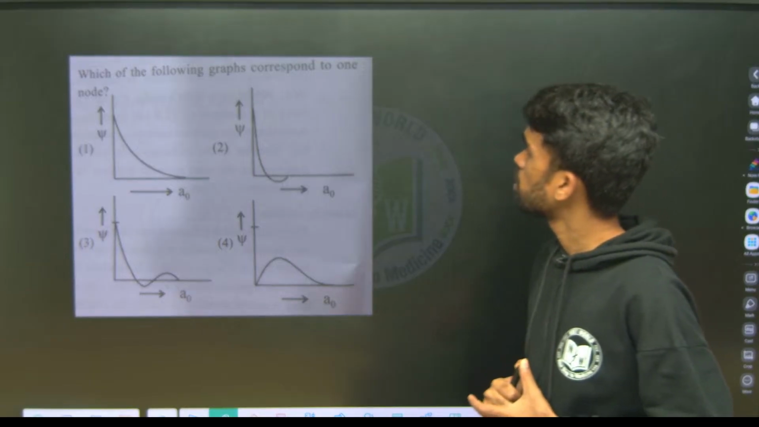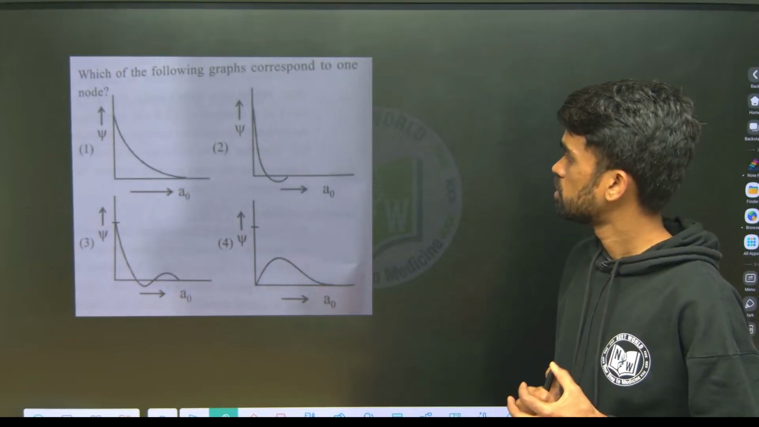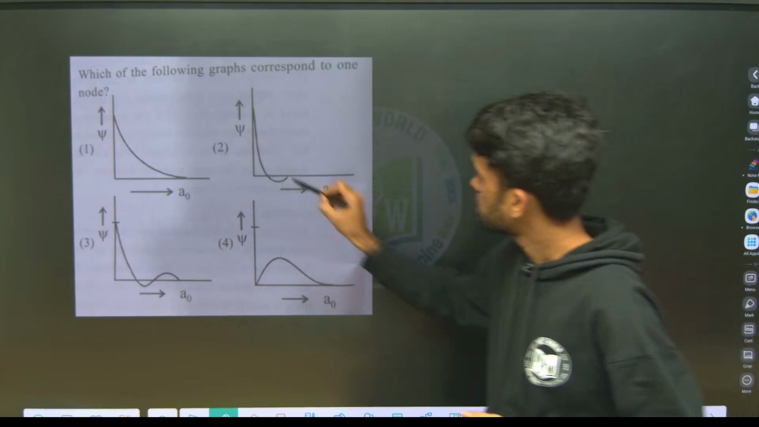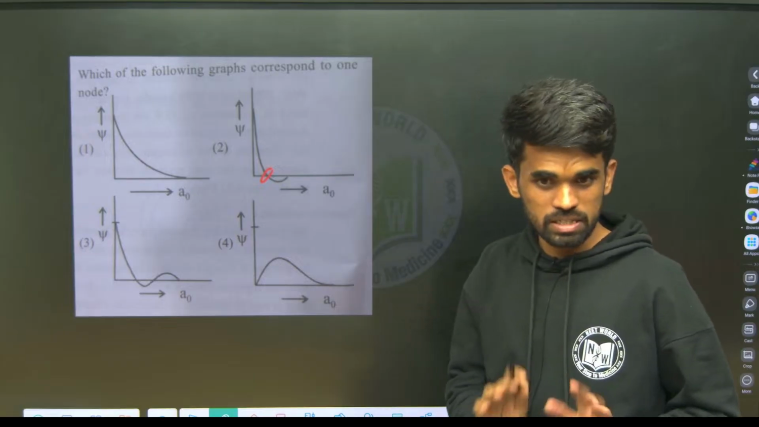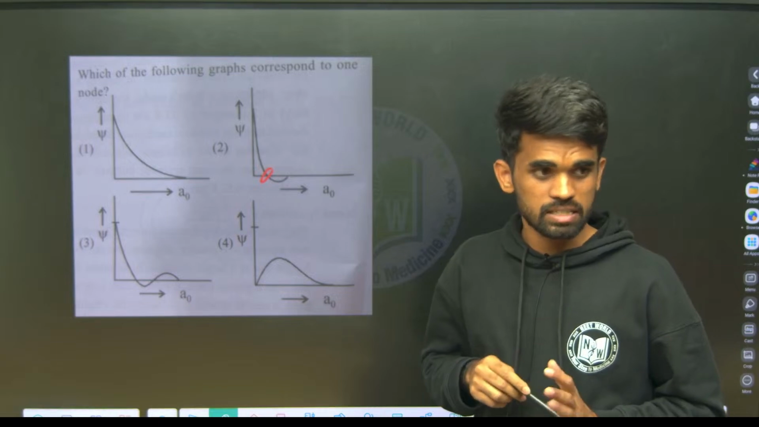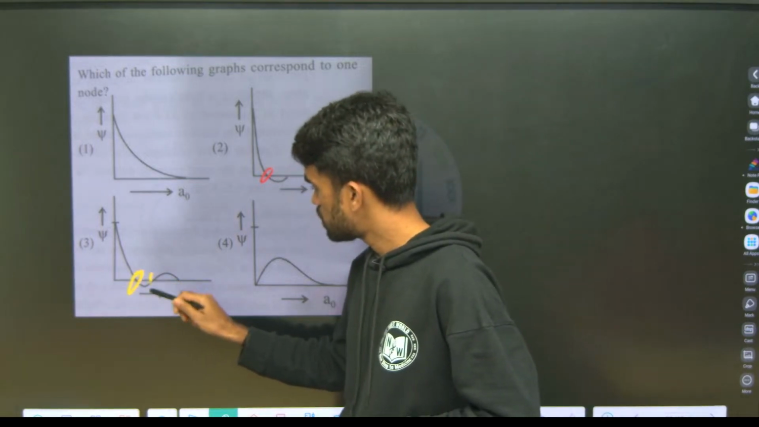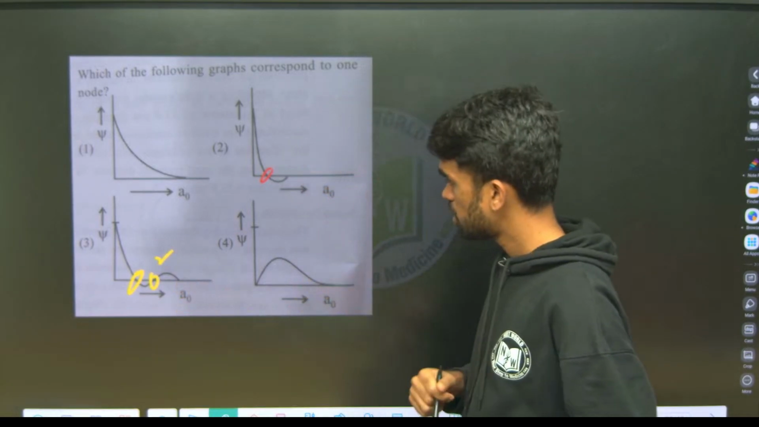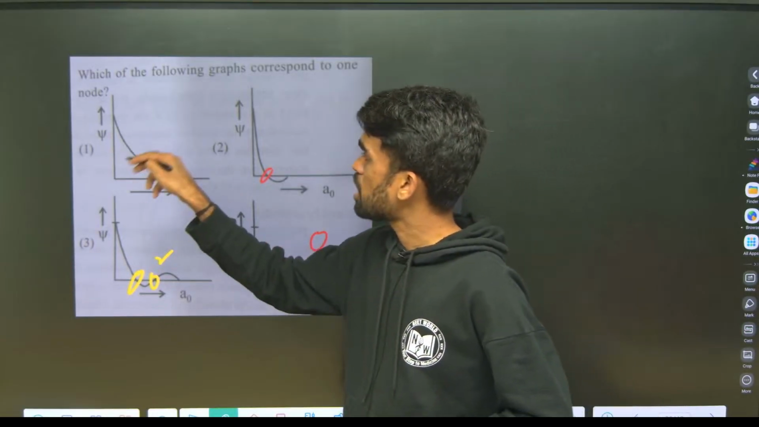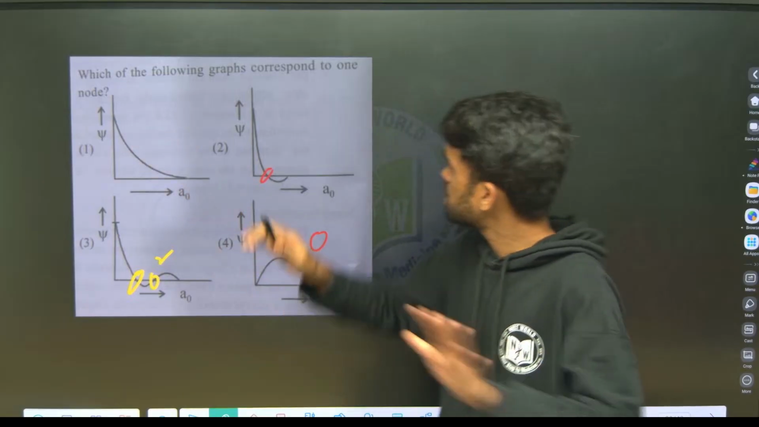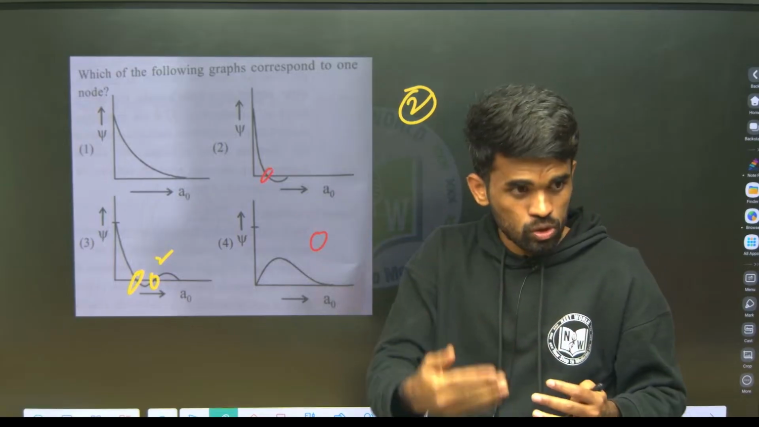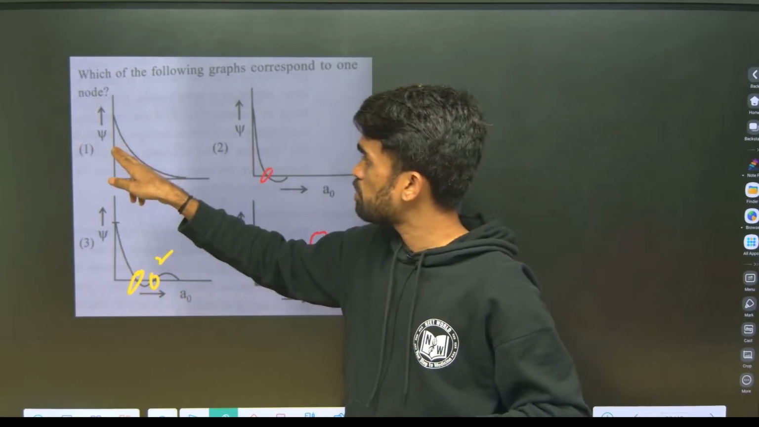Tell me, which of the following corresponds to one node? One node, yes. Here only one node. Just look at how many times it is touching the x-axis. That's it. Here how many nodes are there? Two nodes. Here how many? 0. So for this particular question, we got option 2 as our answer. That is over. An extra question I am asking here is this graph representing which orbital?